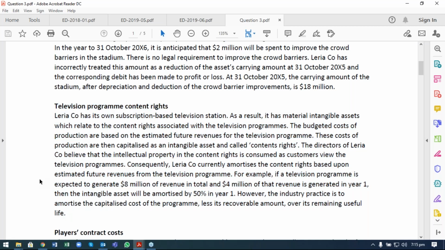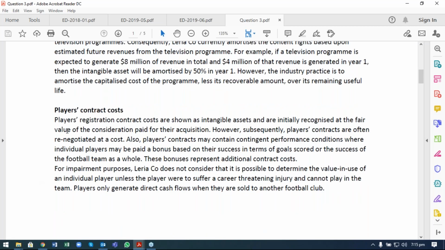The third issue is player contract cost. Player registration contract costs are shown as an intangible asset and are initially recognized at the fair value of the consideration paid for their acquisition. However, subsequently, player contracts are often renegotiated at a cost. Also, player contracts may contain contingent performance conditions where the individual player may be paid a bonus based on their success in terms of goals scored or the success of the football team as a whole. These bonuses represent additional contract cost.